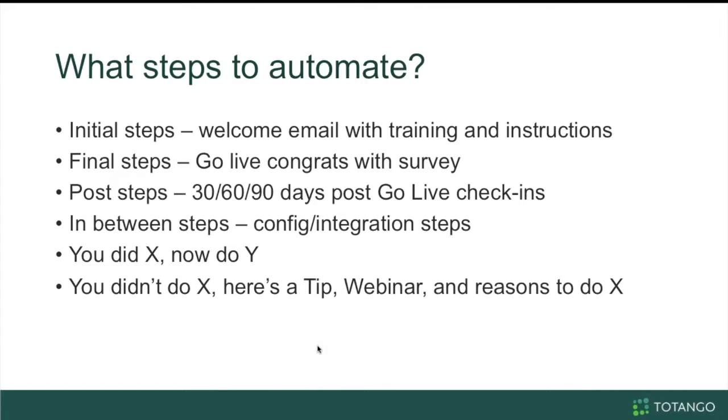And alternatively, if they're not doing the right things, if for some reason they haven't achieved a particular milestone or they haven't integrated something specific that is preventing them from proceeding in the onboarding process, you can send them an email: you didn't do X, here's a tip, maybe a webinar, and maybe reasons to go ahead and do this X, if it's a key core milestone in the onboarding that's preventing them from proceeding.